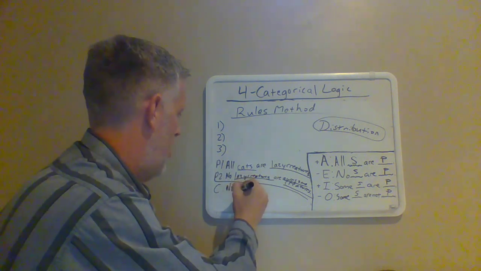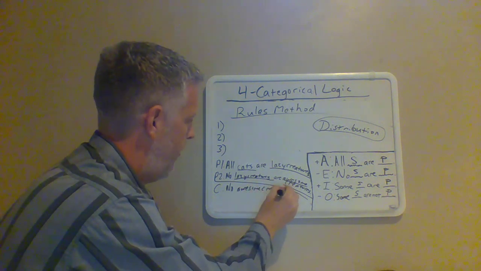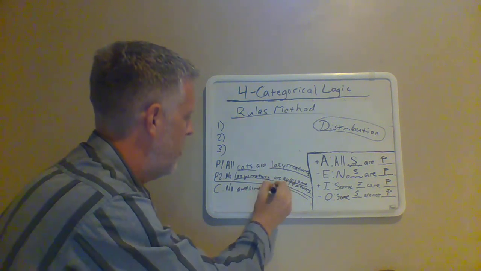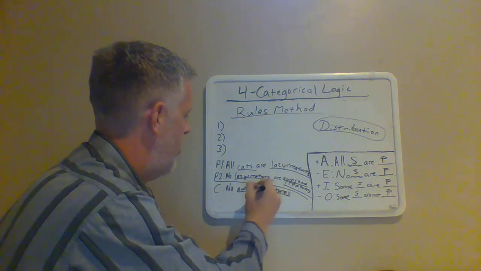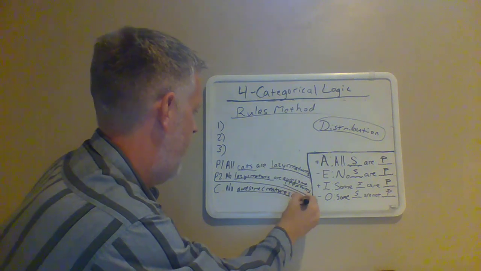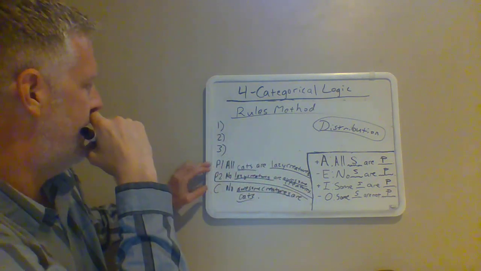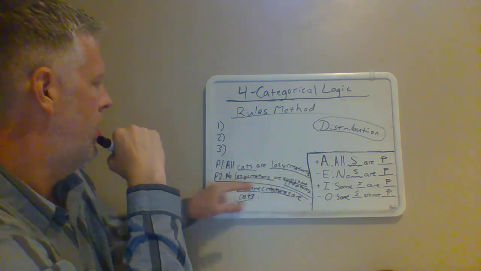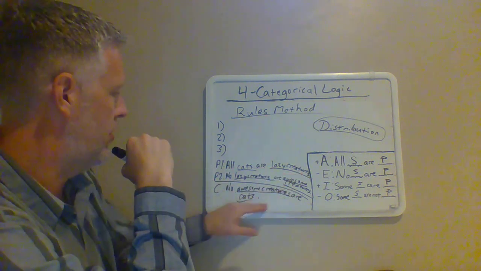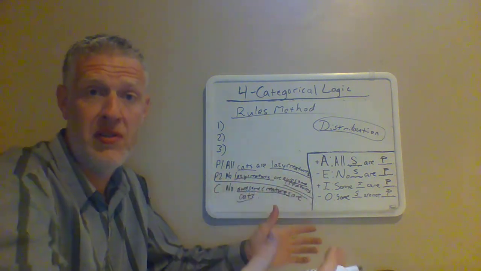No awesome creatures. Remember, for a categorical syllogism, we need every term to appear twice. So what am I missing? Cats, maybe? Cats. Sorry about the handwriting again. I'm going to say these out loud. So all cats are lazy creatures. No lazy creatures are awesome creatures. And so they want us to conclude no awesome creatures are cats. So that's a categorical syllogism.